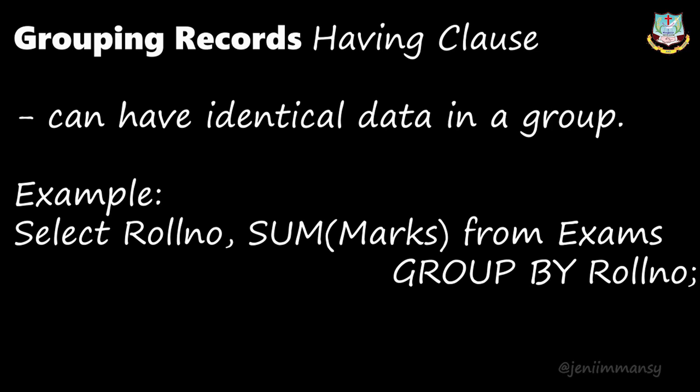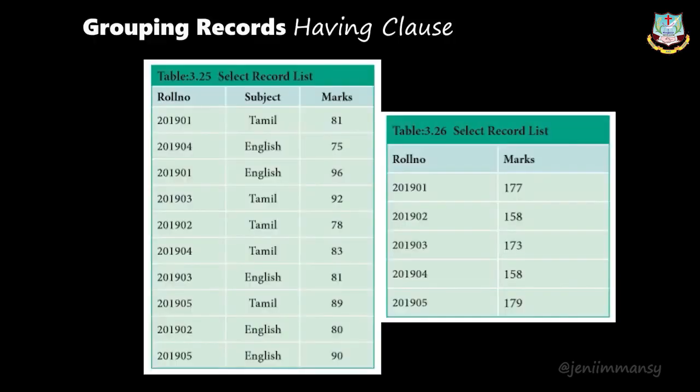Okay, in this SQL we can have identical data in a group. Some same data we can have in a group. Consider we have a table which is named exams, with the fields roll number, subject and marks, right? Here we have many rows. We have 201901, 201904. Likewise, we have many rows in this record, right? They are given for different subjects also. Using the group by command, now we are going to group this.